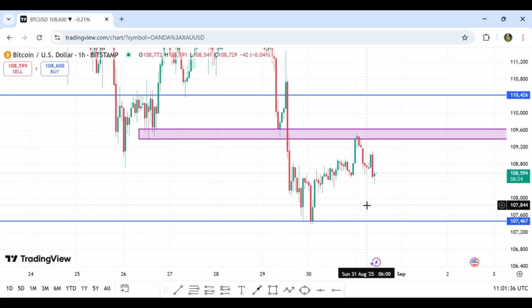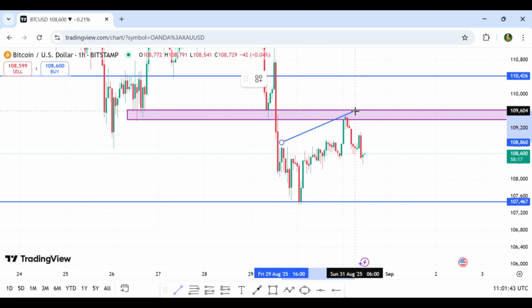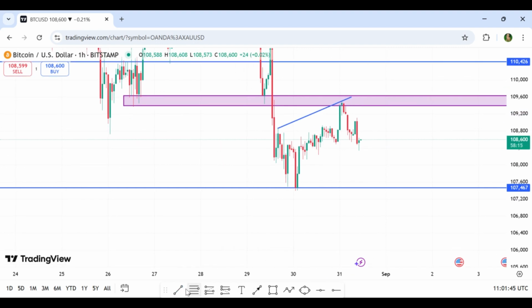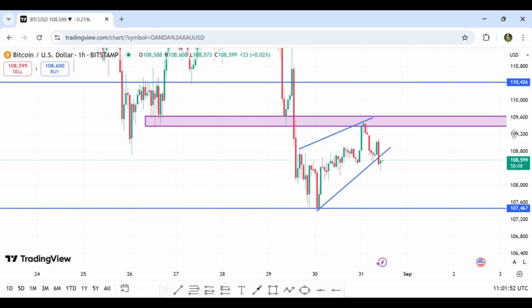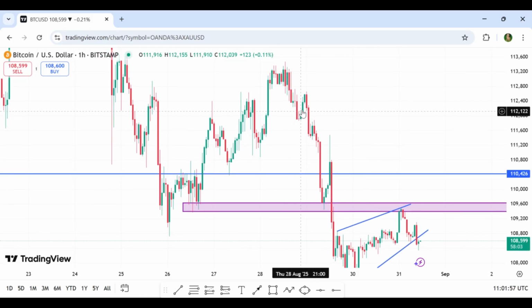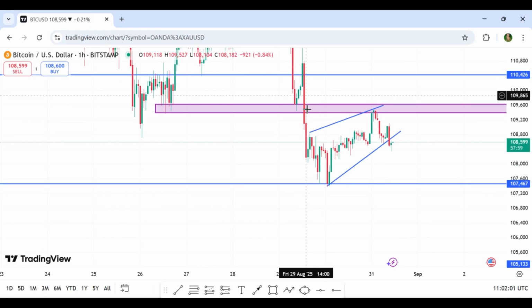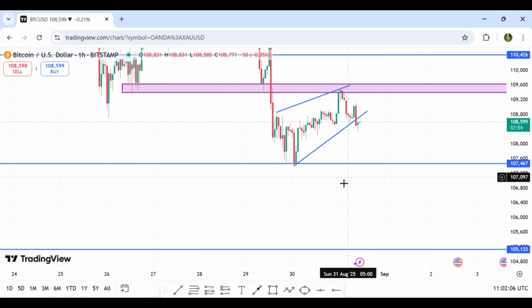impulse, correction, and then we have this pattern forming around here. We call it a rising wedge from this point to this. And then we have this point to this point. Yeah, and then finally, that was impulse, correction, impulse, correction, impulse. So maybe that's also another correction before we finally have a drop all the way down.